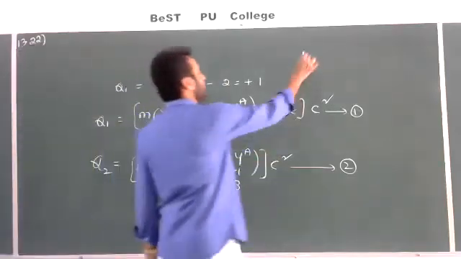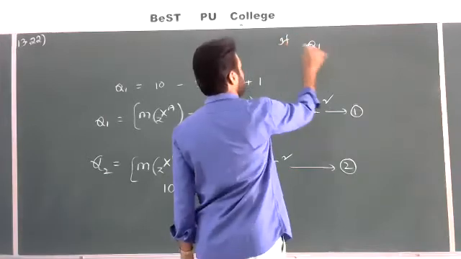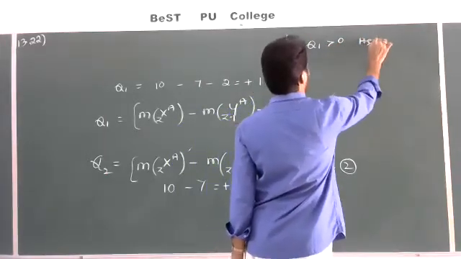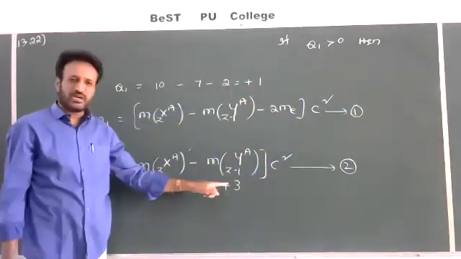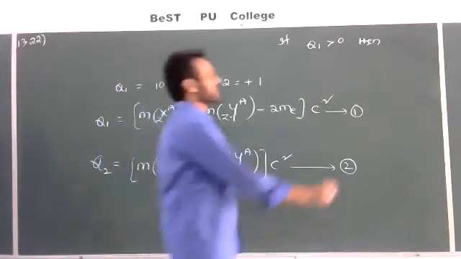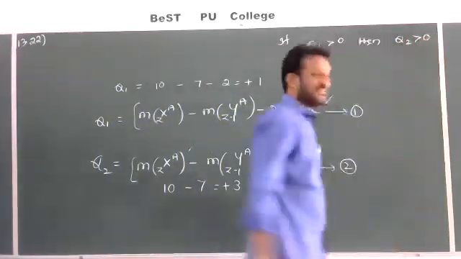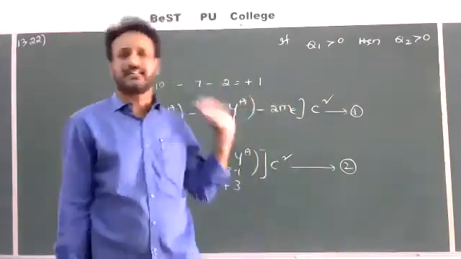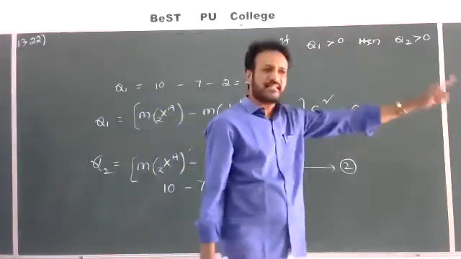Whenever Q1 is greater than 0, then what about Q2? Whenever Q1 is greater than 0, Q2 also should be greater than 0. Then we can write that Q2 is also greater than 0. So there will be no confusion. It is clear, it must be greater than 0. If Q1 is greater than 0, Q2 must be greater than 0.